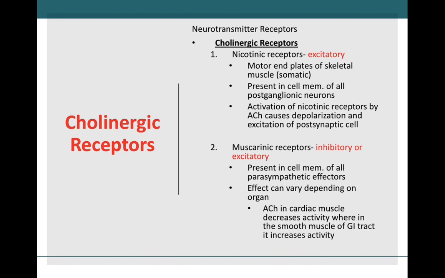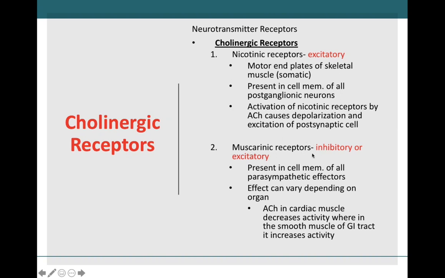So nicotinic receptors will always be excitatory, and that's why we have these types of receptors found in the somatic nervous system. But we'll also find some of these nicotinic receptors in the autonomic nervous system as well, and they'll have exactly the same function as they did in the somatic nervous system, which is always to excite the postsynaptic cell. So in the autonomic nervous system, we'll find nicotinic receptors present in the cell membranes of all of our postganglionic neurons. So these nicotinic receptors will receive acetylcholine from our preganglionic neurons, which are all going to be cholinergic.